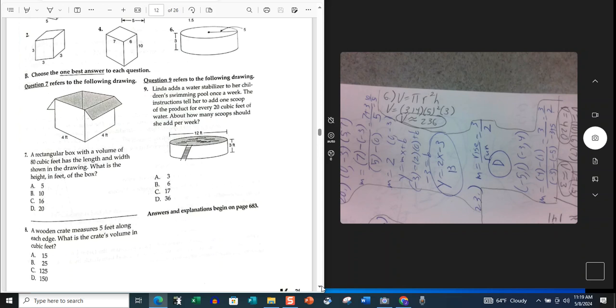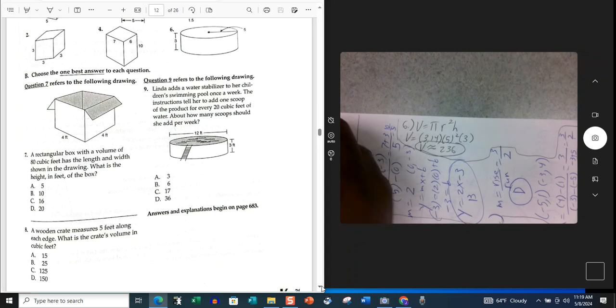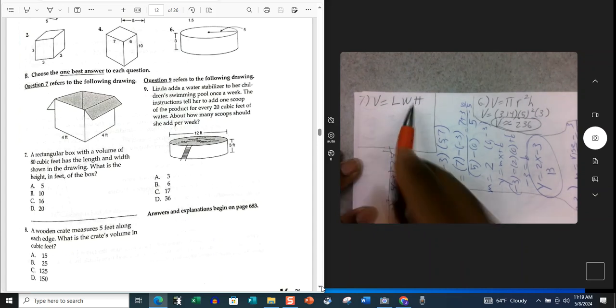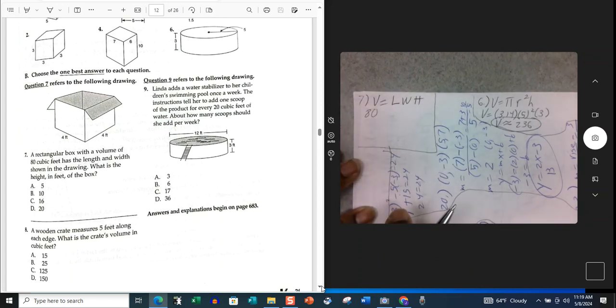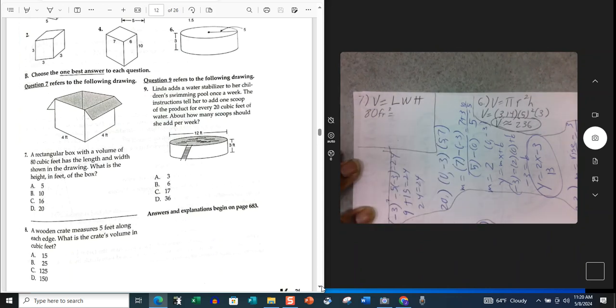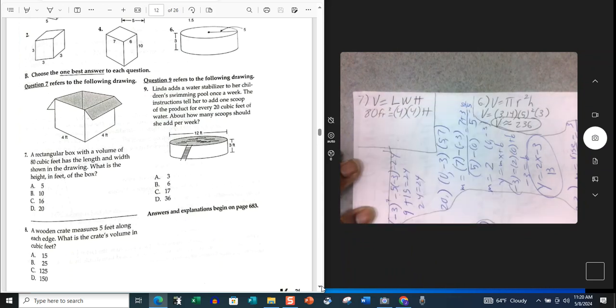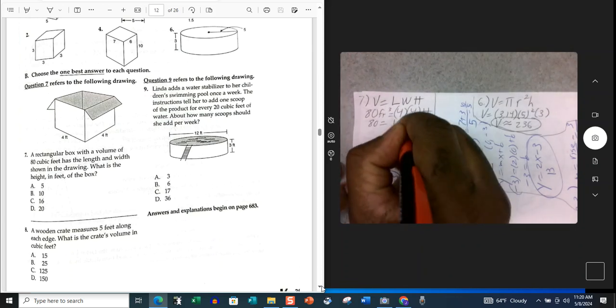Okay, so they tell us that the volume is 80 cubic feet. Now remember, we're using the same formula as we did for the rectangular prism, which is the volume is equal to length times width times height. Now they told us our volume is 80 cubic feet, so it'd be feet cubed. We're trying to find the height. Now if you look here, we have the length, which is 4. The width is 4, but we don't know what the height is. So we had 80 is equal to 4 times 4 is 16h.